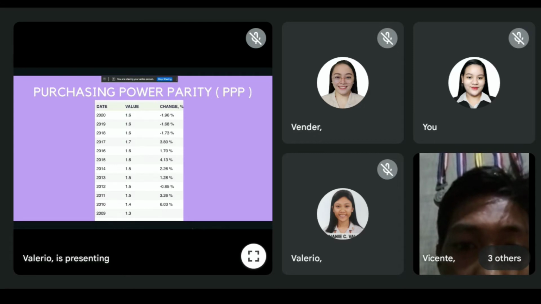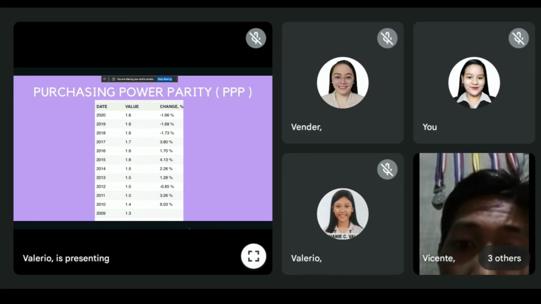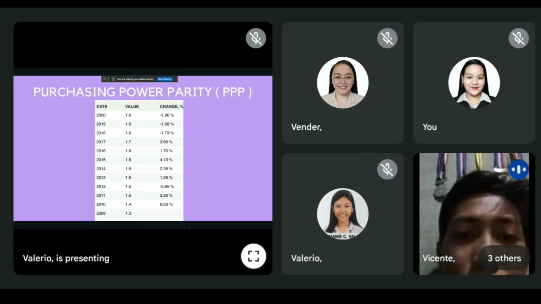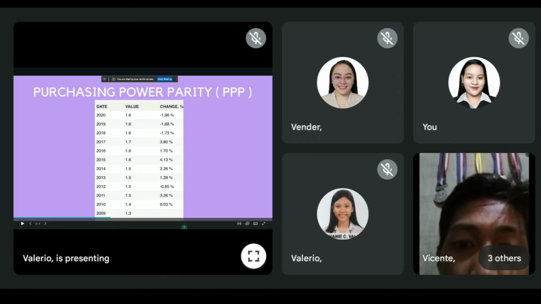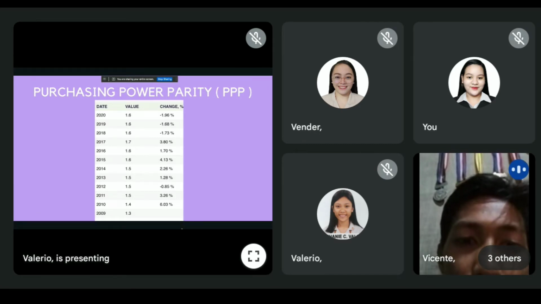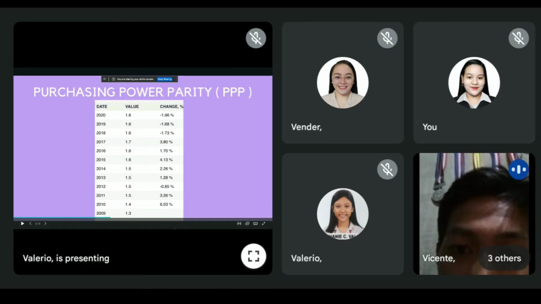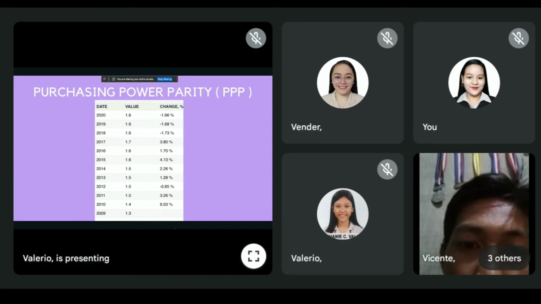4.13%. In 2014, 1.5, the change is 2.26%. 2013, 1.5, change is 1.28%. 2012 is 1.5, negative 0.85%. 2011, 1.5, the change is 3.26%, and 2010 is 1.46, change is 6.03%, and 2009 is 1.3.